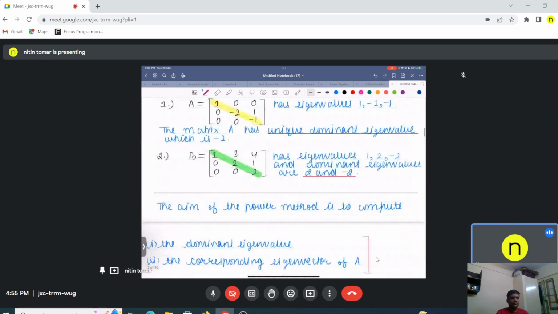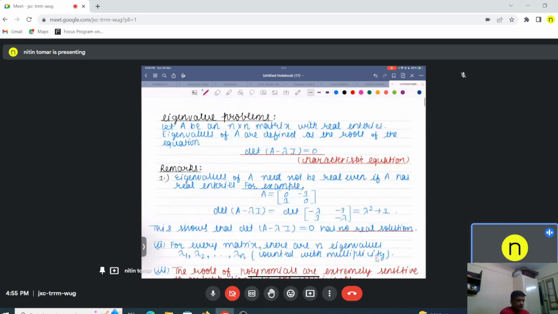So okay, let us see what we have done today. Today's session started with discussing what we mean by eigenvalue and what we mean by the characteristic equation. So for a square matrix, eigenvalues are nothing but the roots of the characteristic equation given by determinant of A minus lambda I. You solve this equation and you will get your eigenvalues.